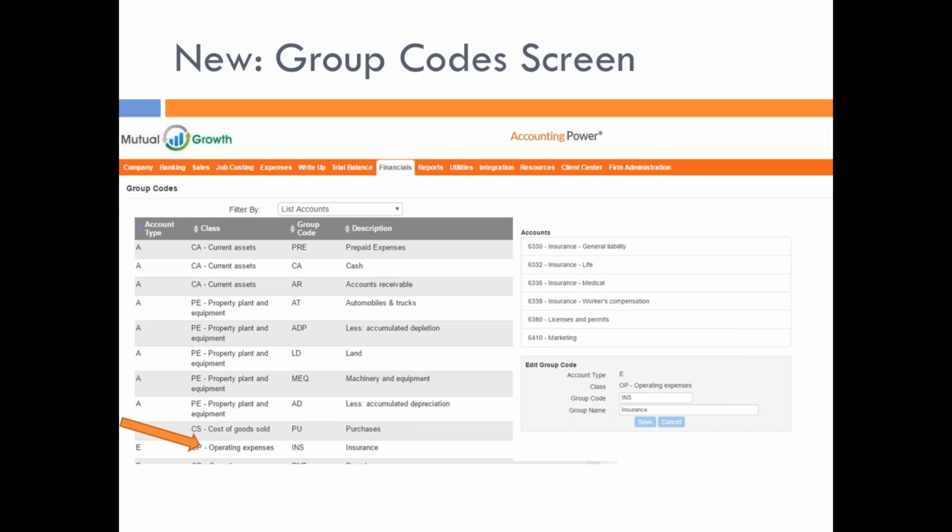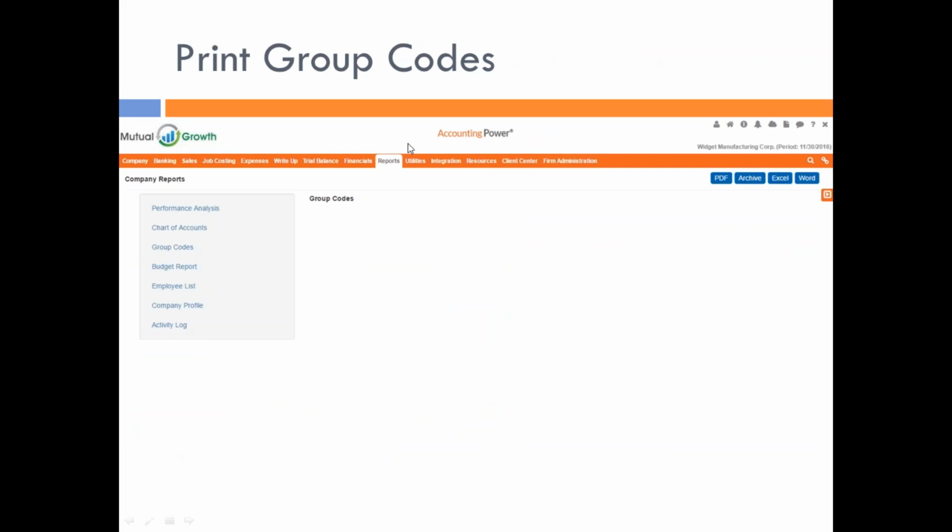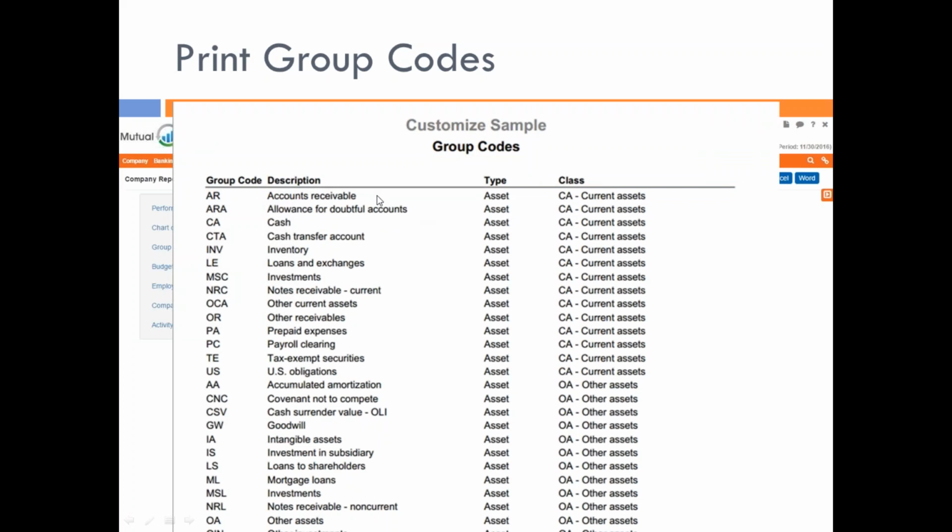Now we used to have, and we do still have, the ability to print out just a list of your group codes. And the way to do that is you go to Reports, Company Reports, Group Codes, and then when you go to print it, you'll get a listing of all the group codes. And this report is nice. You can keep it on the side, but what it doesn't have that the new screen has is a listing of all the accounts that make up each group.